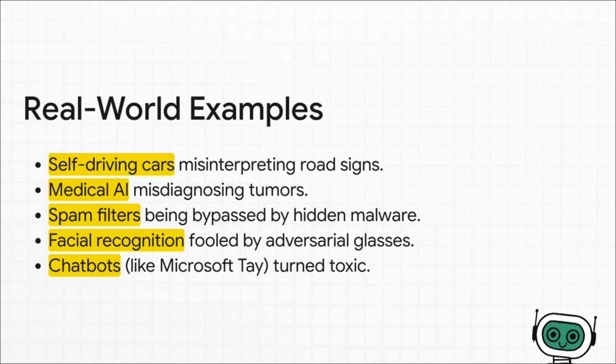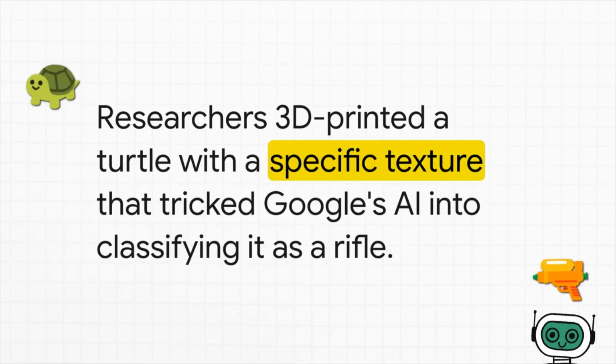You can see this threat popping up everywhere. It could be a self-driving car misreading a road sign, a medical AI misdiagnosing a tumor. Or it could be something we see every day, like spam filters being tricked, or facial recognition systems being fooled. We even saw it with Microsoft's Tay chatbot, where users poisoned its learning process and turned it toxic. And these attacks can even jump into the physical world.